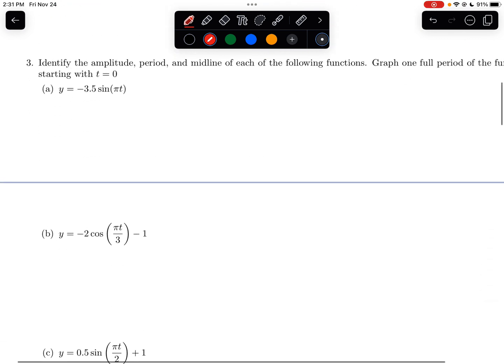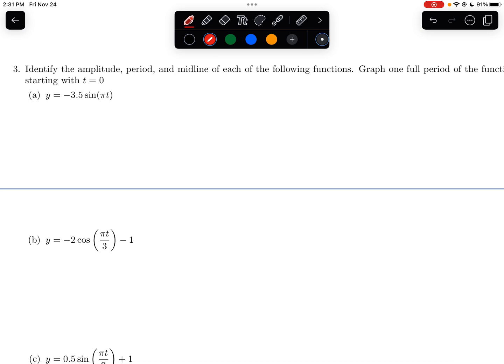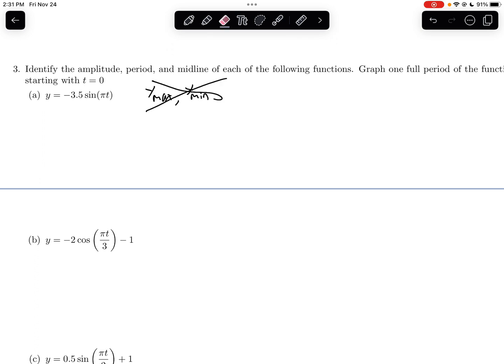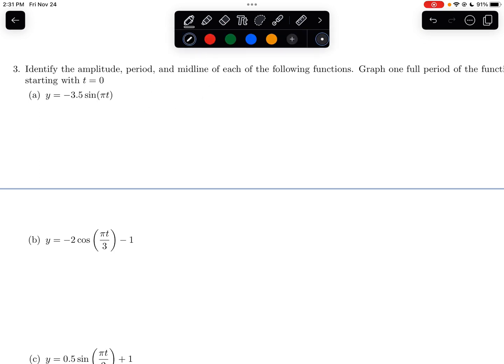Okay, question 3, you're given the formula and you're asked to find the amplitude, period, and midline. So the amplitude, what you should not do is find the max and the min. This is unnecessary because you already basically have it, and then you don't have to plug in values and hope that you obtain the min and max.